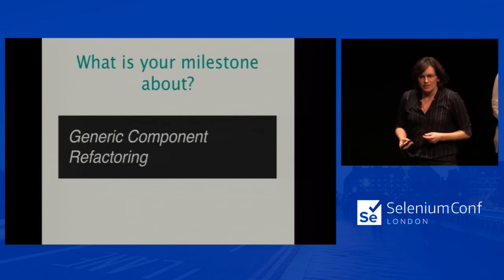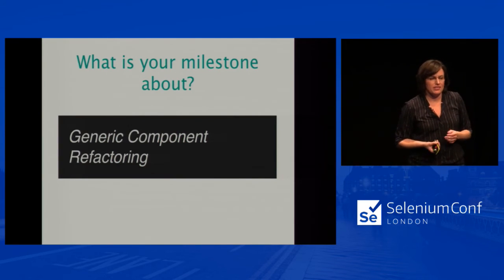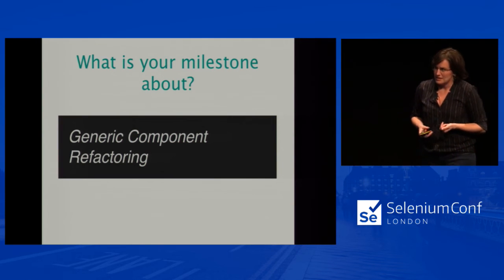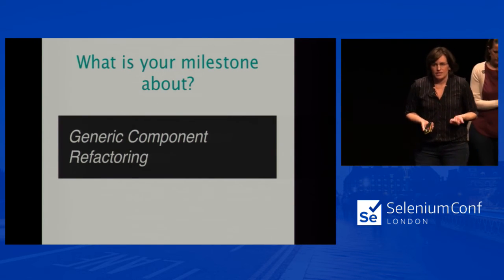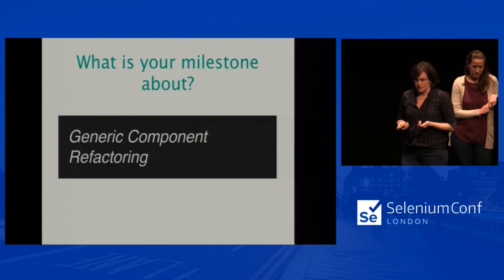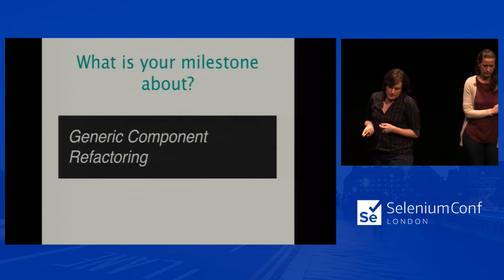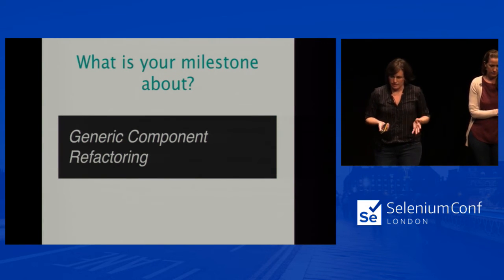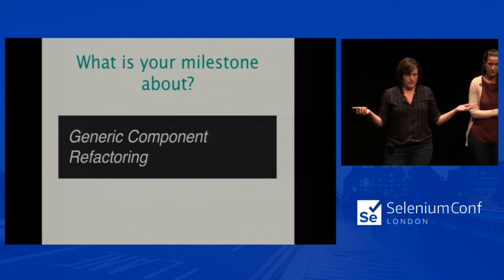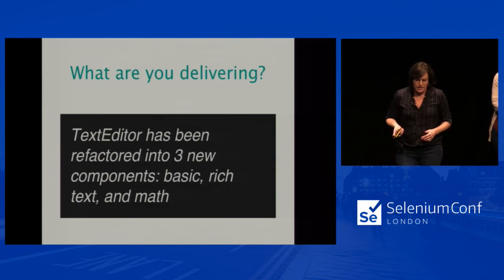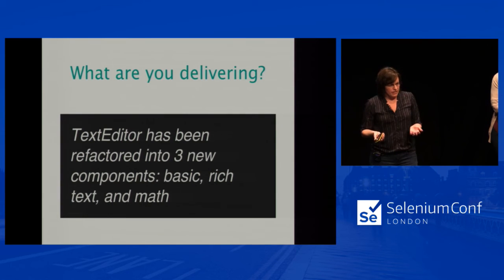All right, so now we're going to give examples for how we wrote milestones for each one of these categories of refactoring that we discussed. So like Ashley said, we did this by really asking questions to try to put some bounds around the work that we're doing. And so for the first one, around the generic component refactoring, you just start out and say, what is this milestone about? Well, generic component refactoring.